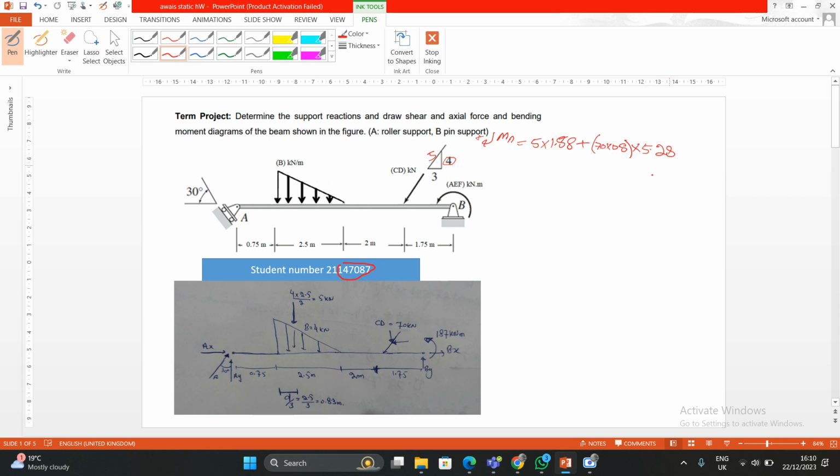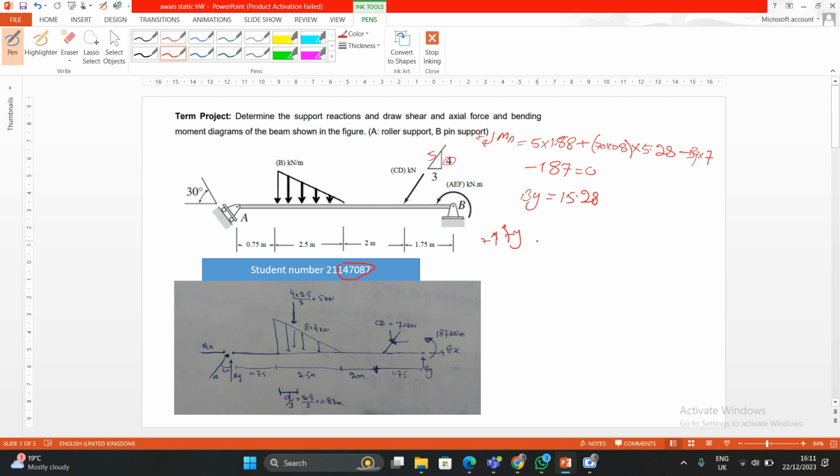And also we have By, which is in negative direction, so By multiplied by distance, total distance is 7, and also we have a negative direction moment, which is 187. This is fixed, equal to 0, so By becomes 15.28. Okay, so this becomes 15.28, and now we can find Ay, which is from the sum of Fy equation.